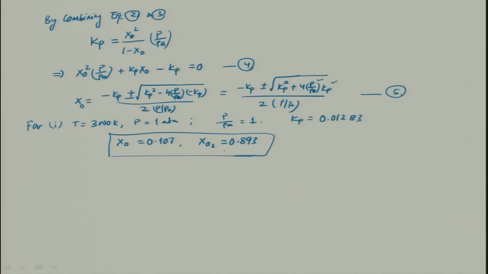Now, the decomposition of O2 is very, very less, even at 3000 Kelvin. Now, I will consider case 2. For case 2, T is equal to 300 Kelvin and pressure, of course, 1 atmosphere. Then similarly, P/PA will be 1, and delta G naught at 300 Kelvin, that we are calculating, what would it be?